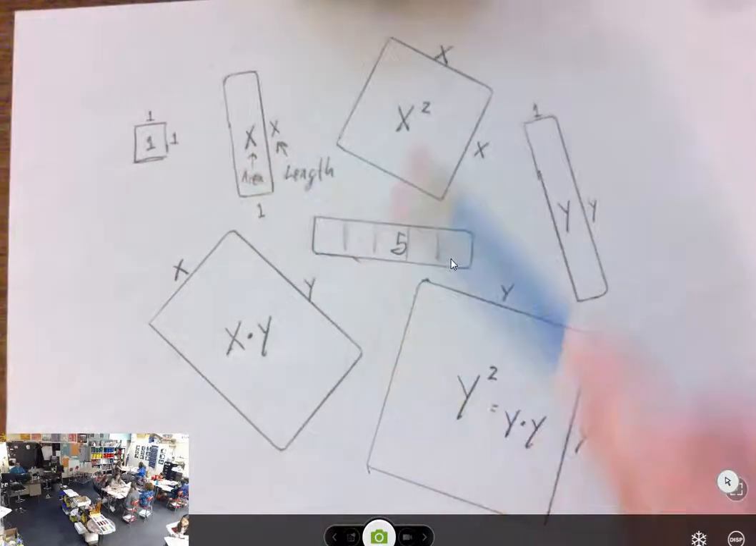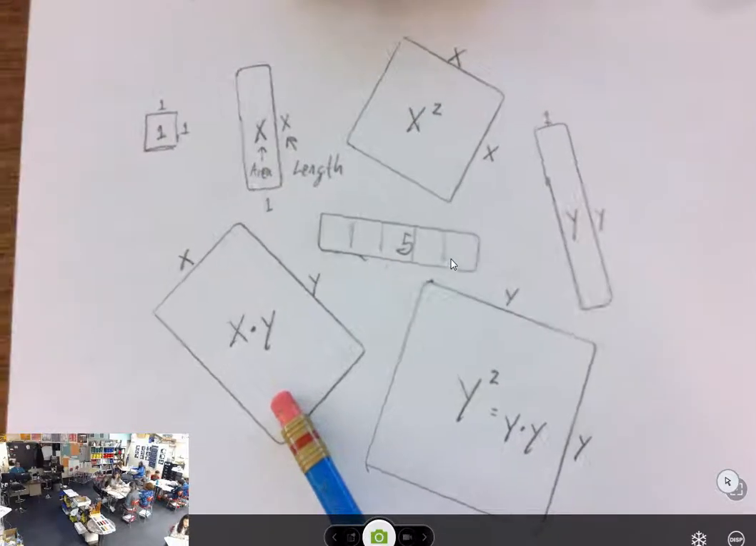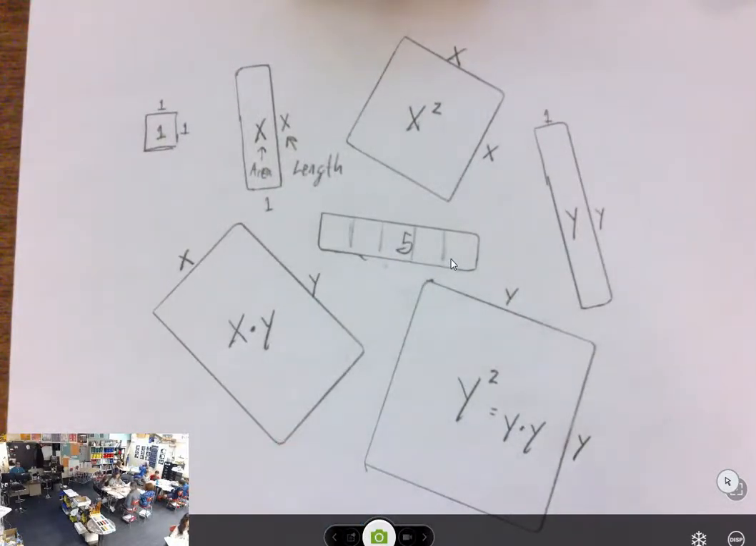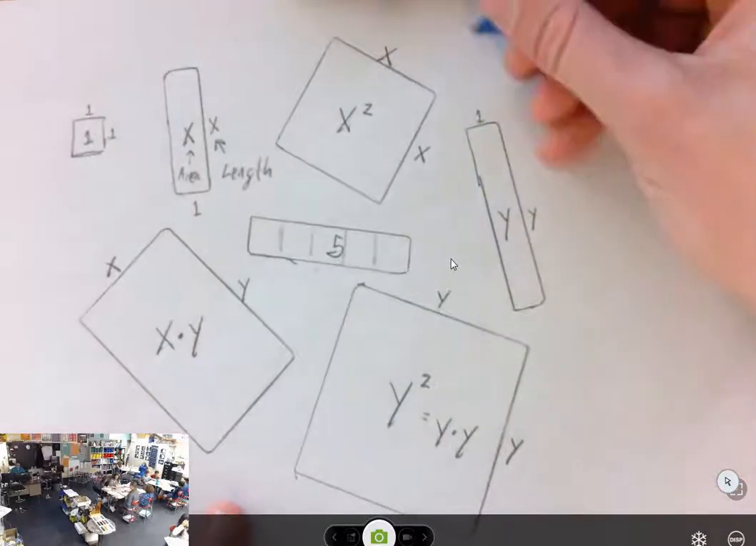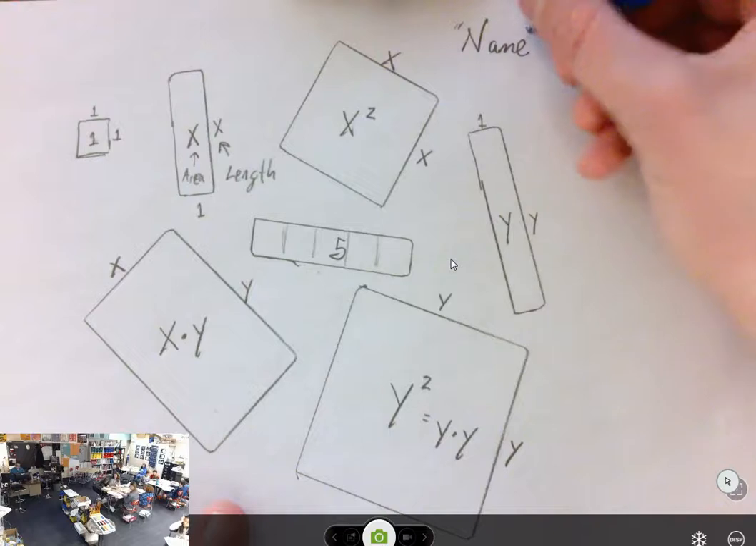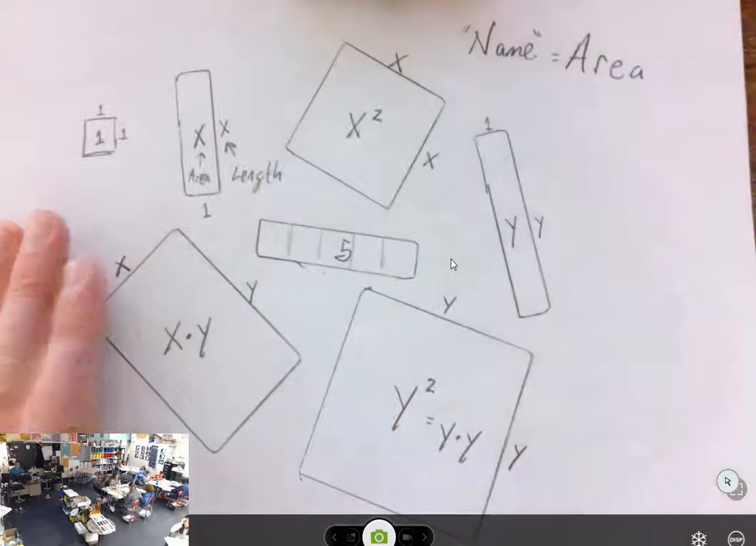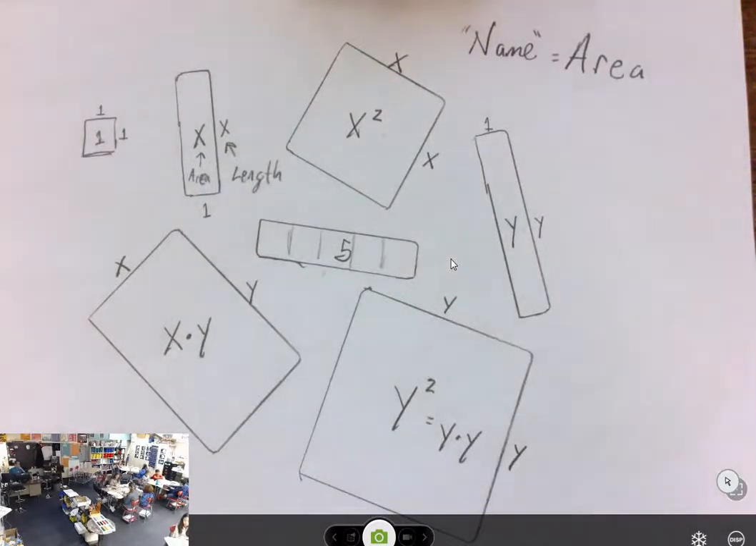Please make sure you have 1, 2, 3, 4, 5, 6, 7 types of tiles sketched in your notes. Please make sure you have notated the name of the tile, quote unquote, is its area. So when I say get an X squared tile or get an X tile, the name is the area. Any questions?